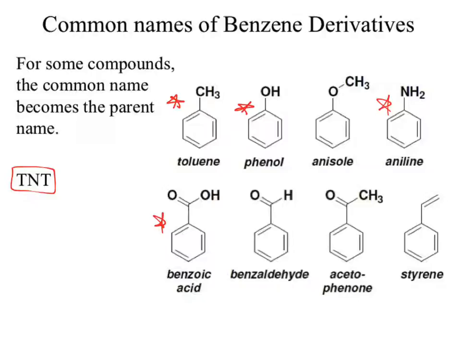What does TNT stand for? Anybody know what TNT is? Dynamite. T for tri, N, nitro, and T, toluene. Trinitrotoluene. You put 3 nitro groups onto a toluene, you now have TNT, and that's very explosive.